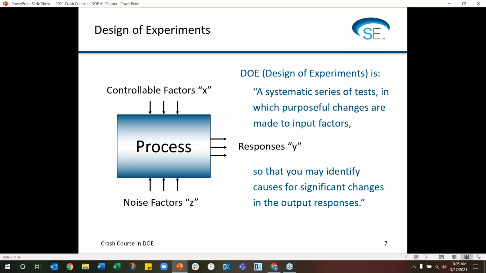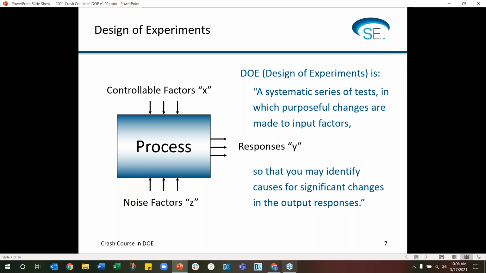Design of experiments is making a very, very systematic series of tests. We are making changes to our input factors on purpose, and we are measuring the responses or the output information, and we are trying to establish a cause and effect relationship, a data-based relationship between the factors and the responses.